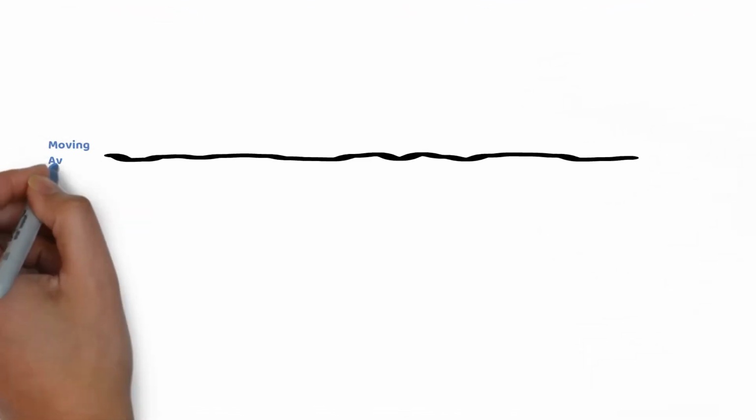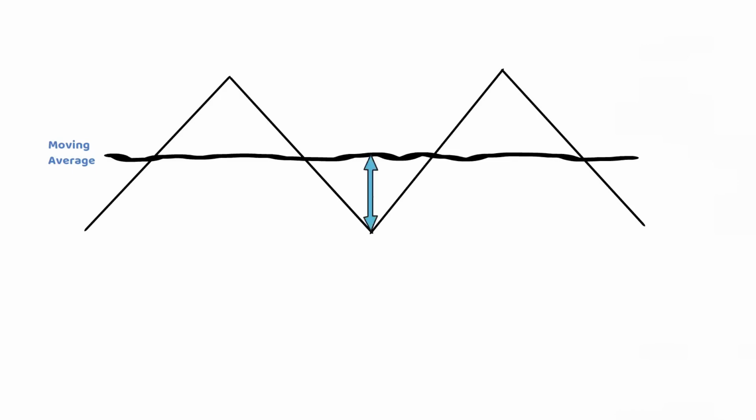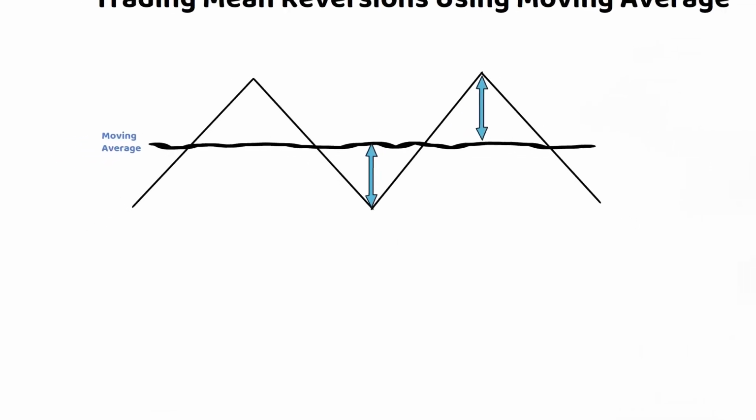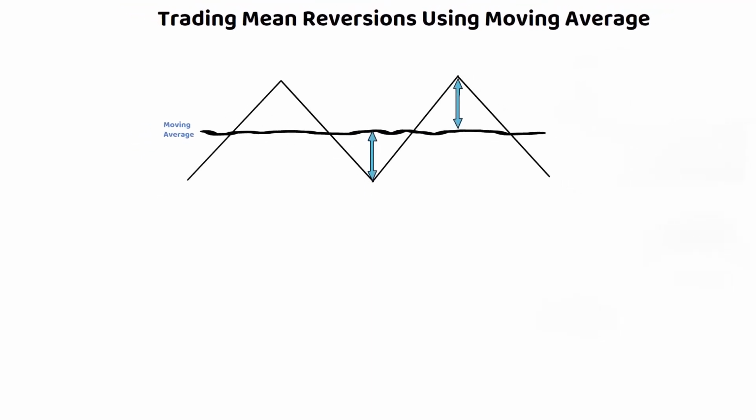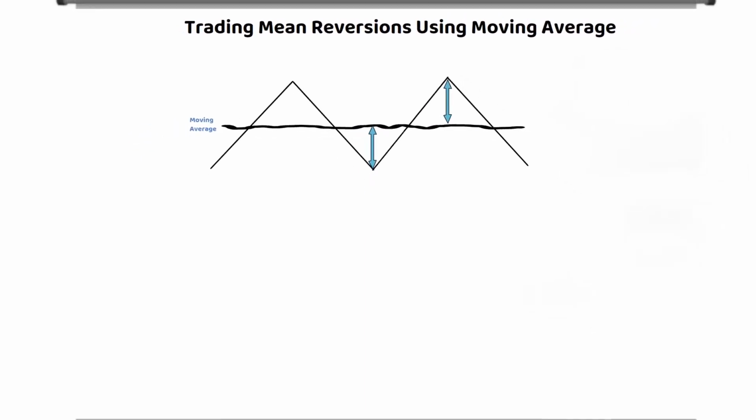Let's start with trading mean reversions using a moving average on a weekly chart. When trading mean reversions using a moving average, traders look for price moving to either extreme of a moving average. In the simplest form, they buy when the price goes below a certain extreme and sell when it reaches a certain extreme above the moving average.